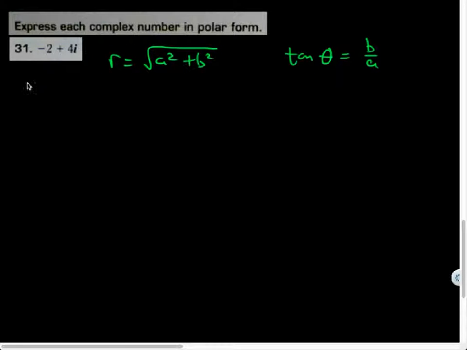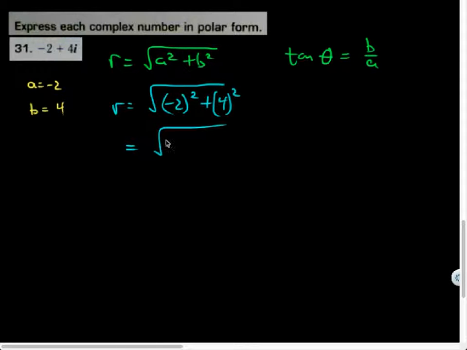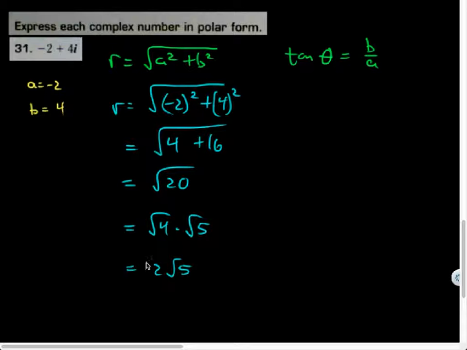So in order to figure this out, a is equal to -2, b is equal to 4, so that means r must be equal to the square root of (-2) squared plus 4 squared, which is equal to the square root of 4 plus 16, the square root of 20, which breaks into the square root of 4 times the square root of 5, if I pull out the largest perfect square that goes into it, or 2 roots of 5. So here's the value of r, or the modulus.